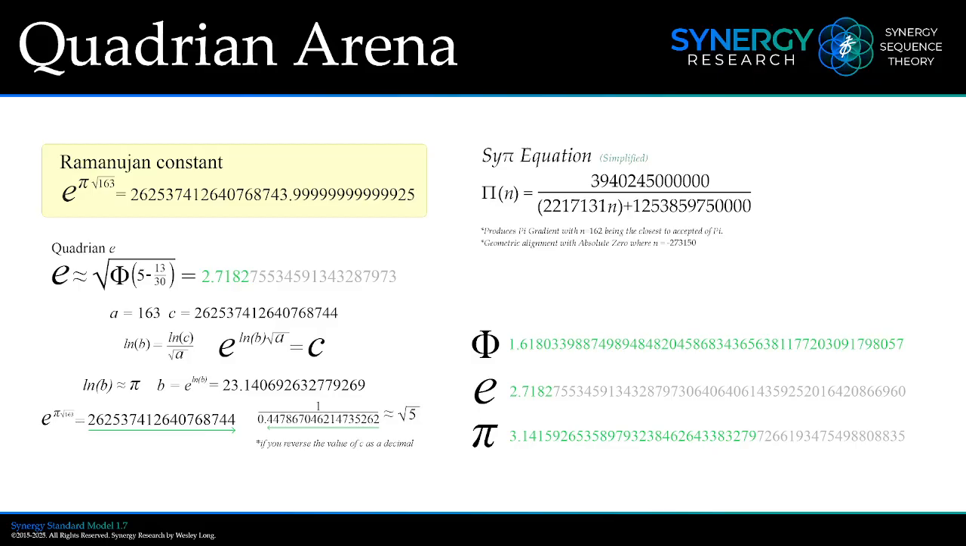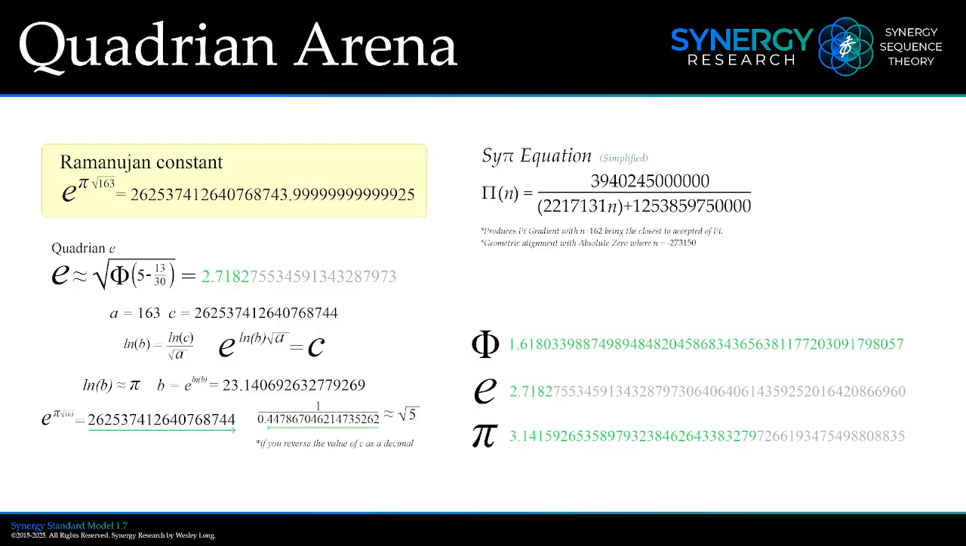e^(π√163) ≈ 262537412640768744, a number so nearly an integer, it stunned the mathematical world and led to the discovery that 163 is one of the rare Heegner numbers that produce this miraculous behavior. But in this framework, it becomes more than a curiosity. It becomes a scaling constant.